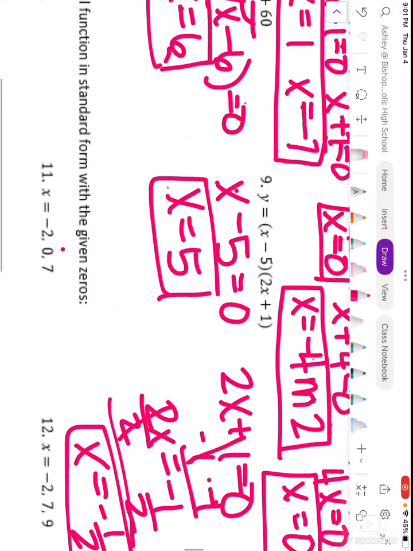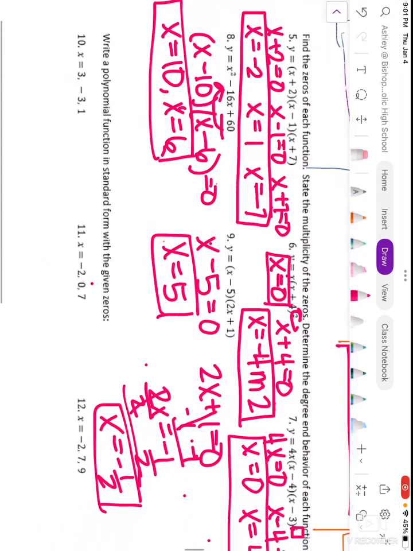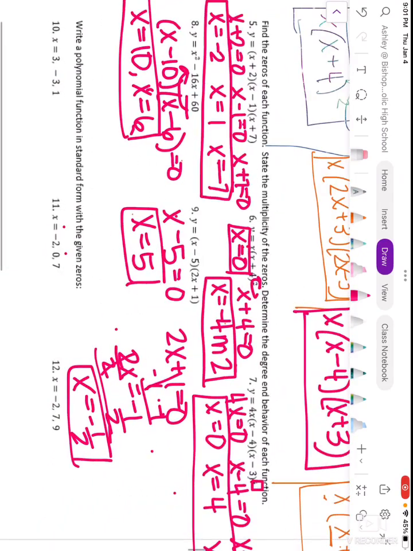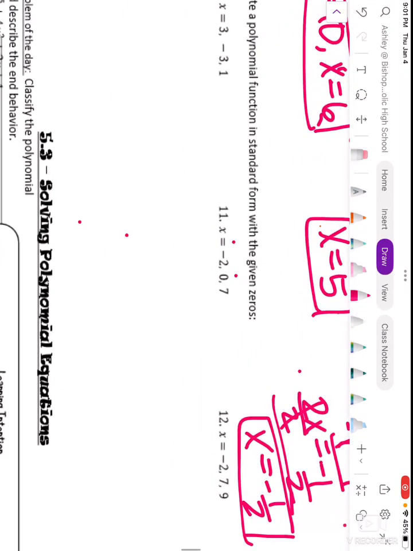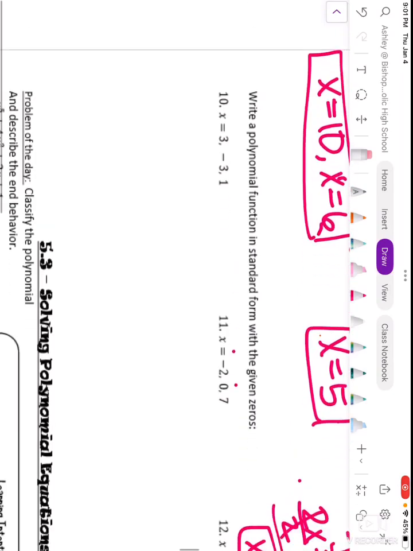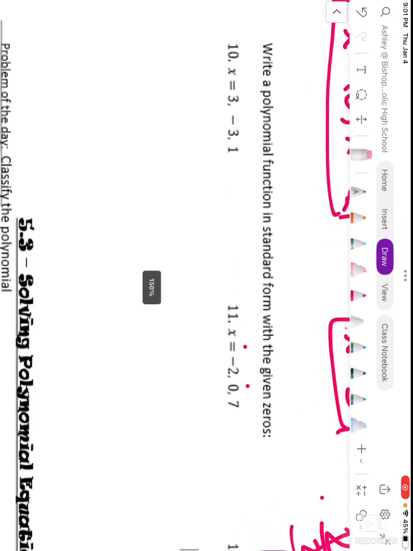We did it. Okay, this last part. I know I'm moving really fast, but we literally did problems just like all of these Fridays. So I'm hoping this is just a quick review, a refresher of each type of problem for you guys. Okay, so we are given the zeros. We're going to write the polynomial function in standard form.